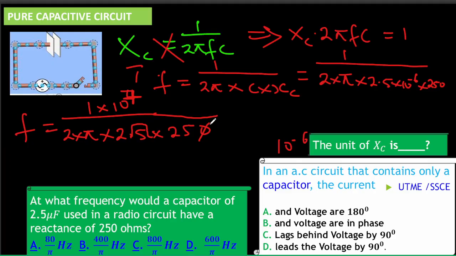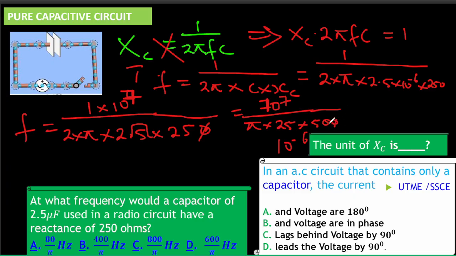Let me rewrite it. Then I have 7 over, and these two will multiply 250. So I have pi times 25 now times 500. I hope you can understand that. So this is 10 raised to power 7. Now I can cancel if I want.